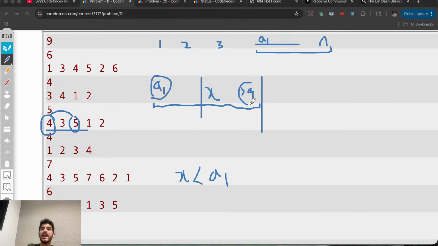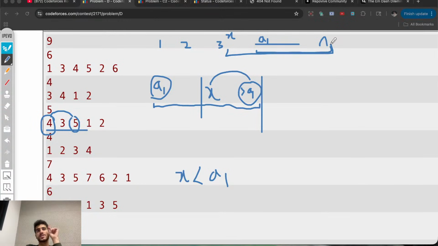Then I can say that X belongs to the same connected component as well. Why? Because X is less than A1, so it's less than this number that is greater than A1 as well. So X will be connected to this, right? X will be in this connected component as well, and everything greater than X will be connected to this as well. So it's right. It's like appending everything, expanding it to X.